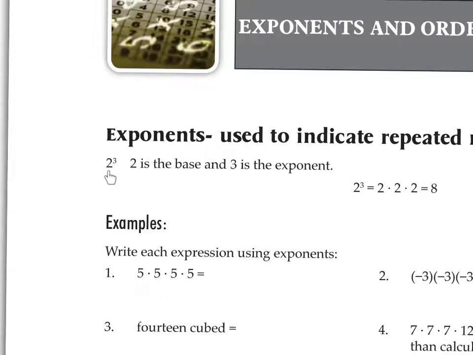So in this case, we read this as 2 to the third power, or 2 cubed. That means we're going to take 3 2's and multiply them together. And you can see that right here when you write it out. 2 times 2 times 2 is 8. It's not 2 times 3. It's 3 2's multiplied together, or 2 times 2 times 2 is 8. So we're going to practice using these exponents.